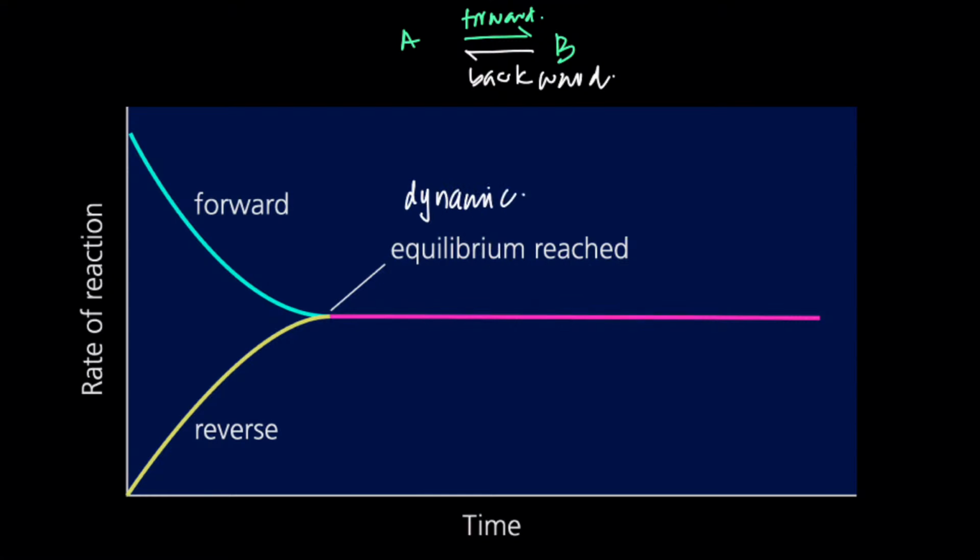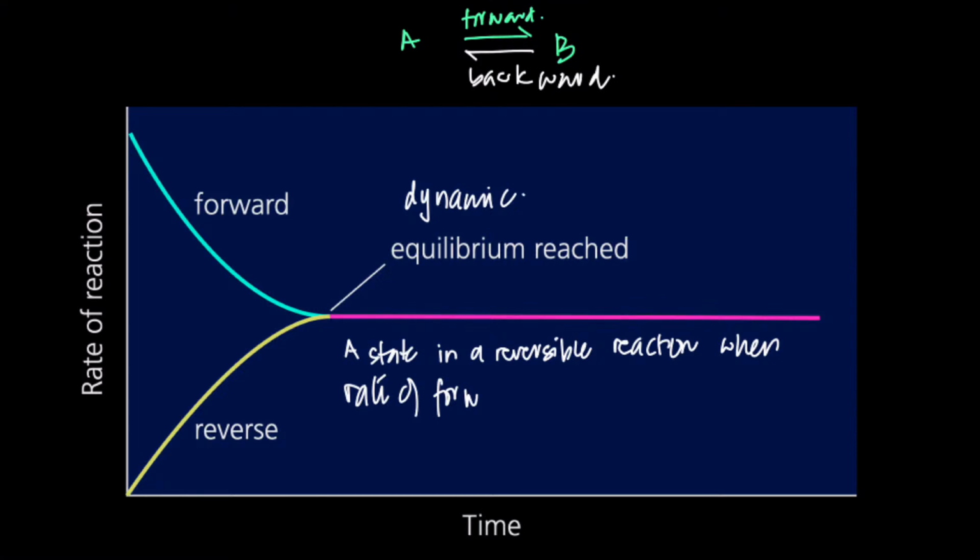And you're asked to learn the definition of a dynamic equilibrium. So what is a dynamic equilibrium? I will write it for you. A dynamic equilibrium is a state or a position in a reversible reaction, because a reversible reaction has both a forward and a backward reaction, so you should learn this, where the rate of the forward reaction exactly equals the rate of the backward reaction.